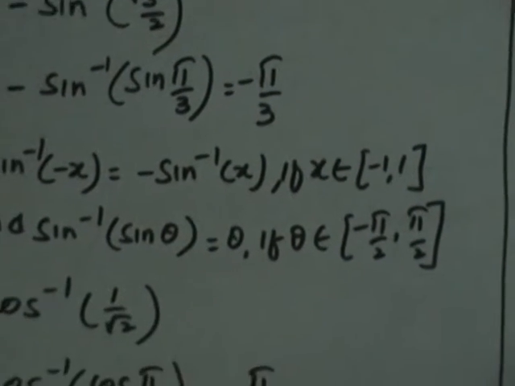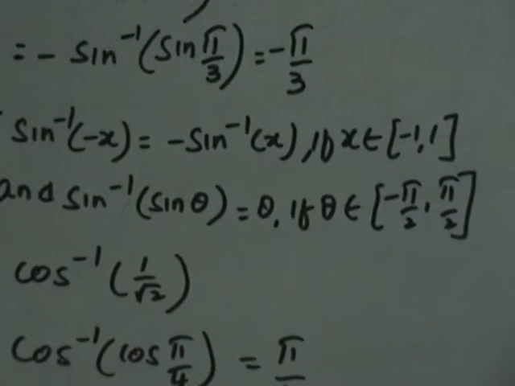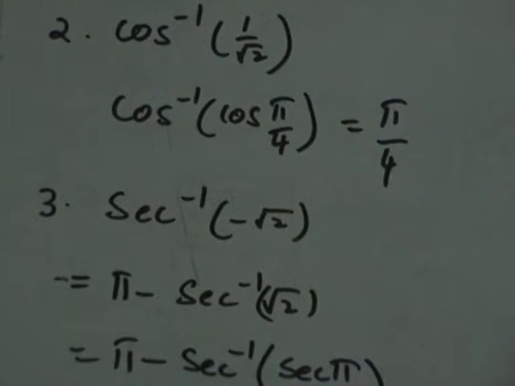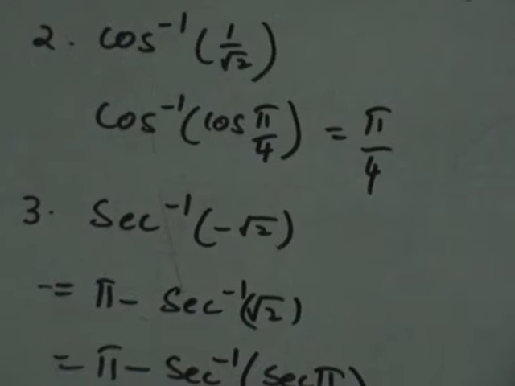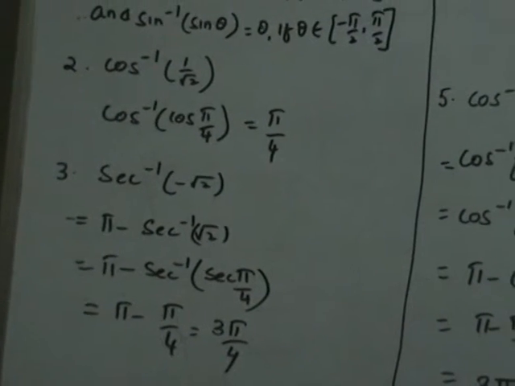Cos inverse of 1 by root 2, which is nothing but cos inverse cos pi by 4, which is pi by 4. Now secant inverse of minus root 2, which is pi minus secant inverse root 2. The value of secant root 2 is secant pi by 4. Therefore, pi minus secant inverse secant pi by 4, which is equal to pi minus pi by 4, which is 3 pi by 4.